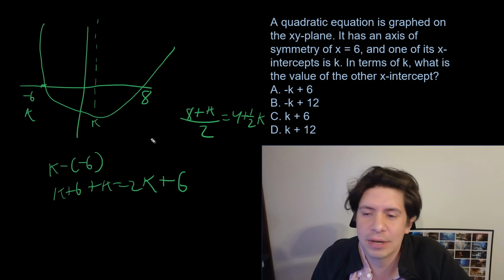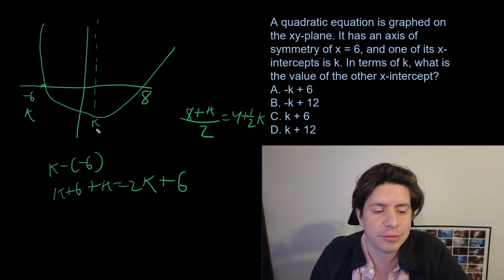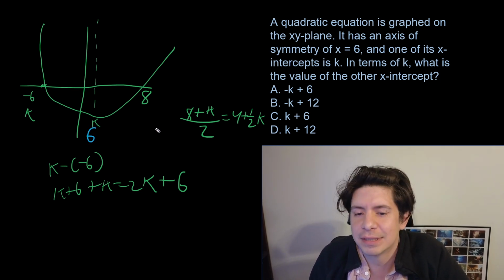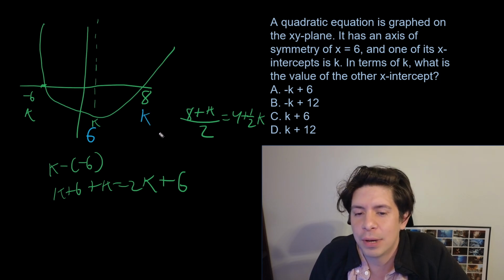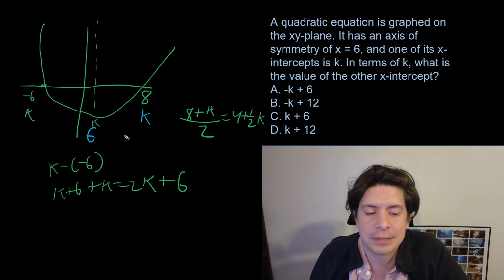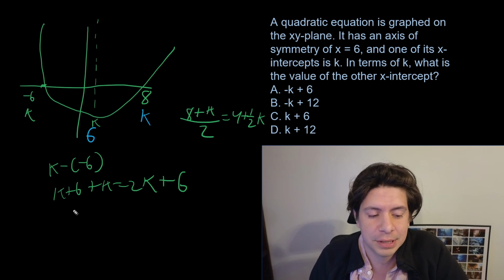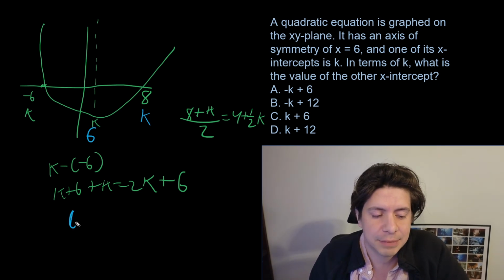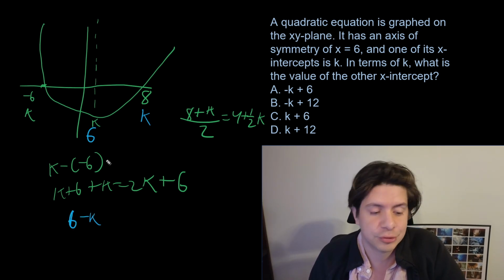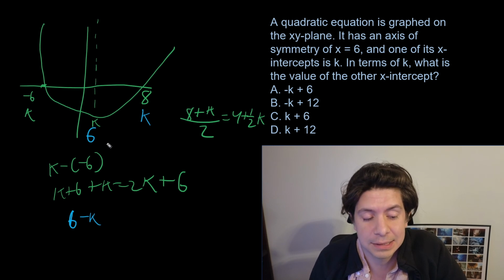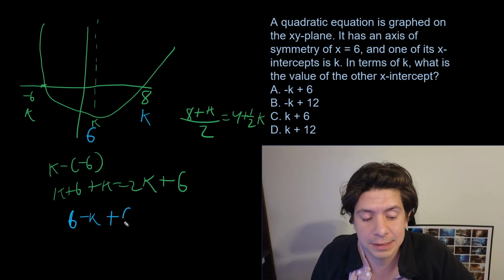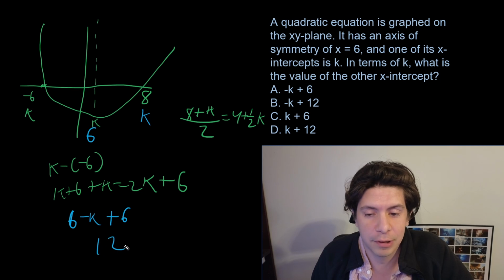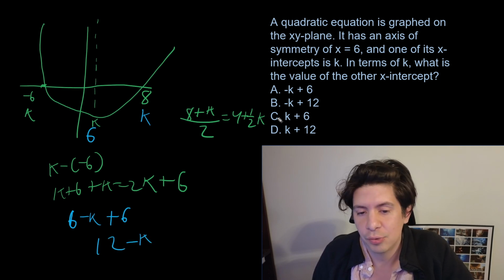A quadratic equation is graphed on the xy plane. It has an axis of symmetry of 6, and one of its x-intercepts is k. We could go like this. In terms of k, what is the value of the other x-intercept? So again, you would find the distance. It would be 6 minus k. I like to go from the axis of symmetry. Now I'm going to add that distance on to the axis of symmetry. So I'm going to add on 6. And then my answer will be 12 minus k, which is in B, -k plus 12.